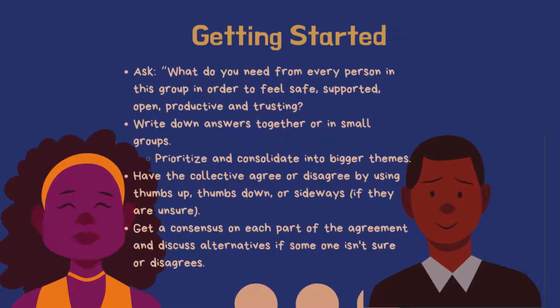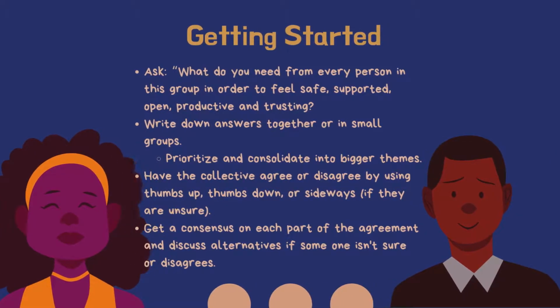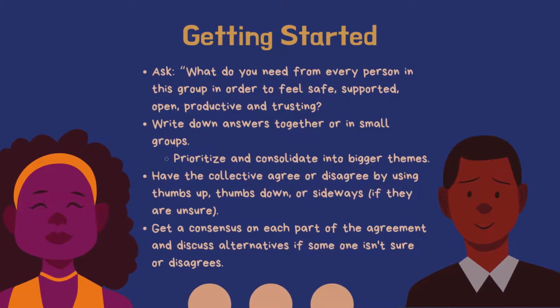So, how do we get started? When you're having a group conversation about these topics, you can always start by asking, what do you need from every person in this group in order to feel safe, supported, open, productive, and trusting? Then you can write down the answers all together or in smaller groups, and prioritize together which ones are the most important. Consolidate smaller topics into bigger themes so that you can have a more concise plan.